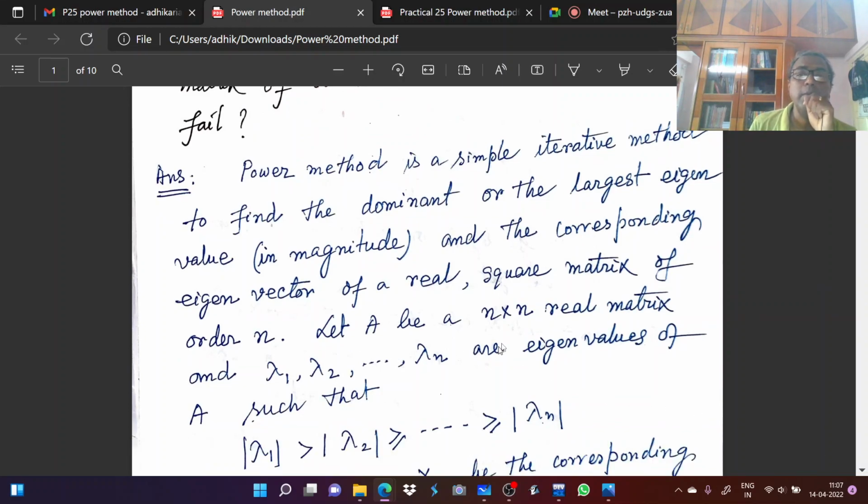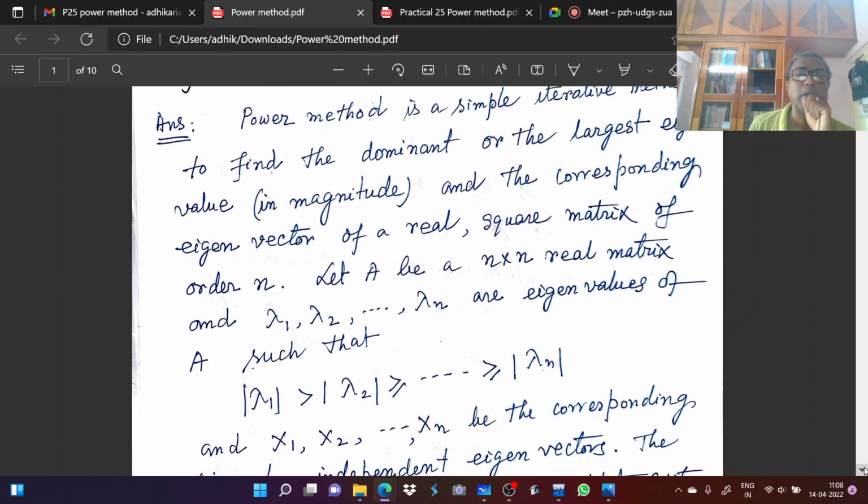Let capital A be a square matrix of order n, and lambda 1, lambda 2, ..., lambda n are the eigenvalues of that matrix A. Suppose that modulus of lambda 1 is greater than modulus of lambda 2, which is greater than or equal to modulus of lambda 3, and so on, greater than or equal to modulus of lambda n. Here notice that at least one eigenvalue is numerically largest compared to the other eigenvalues.